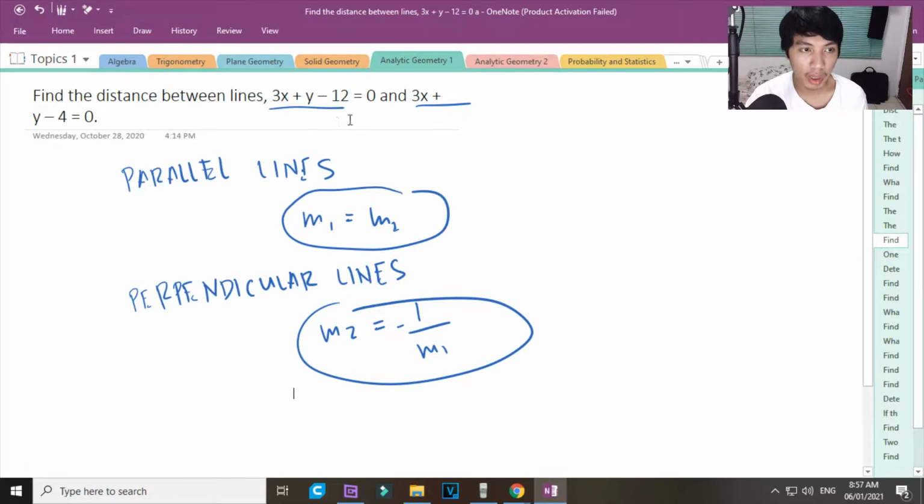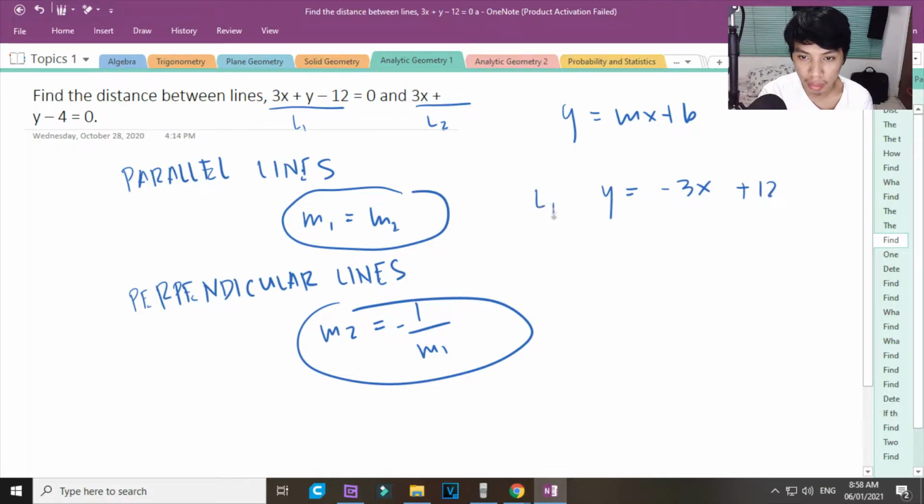Ngayon, paano natin masasabi na itong dalawa is parallel? Either i-plot natin sila or alamin natin yung pareho nilang slope. 'Di ba? From y is equal to mx plus b, yung slope intercept form. Tignan nyo to, i-reform ko yung bawat equation. So, L1 and then L2. So, for L1, that is y equal to negative 3x plus 12. Ito yung L1.